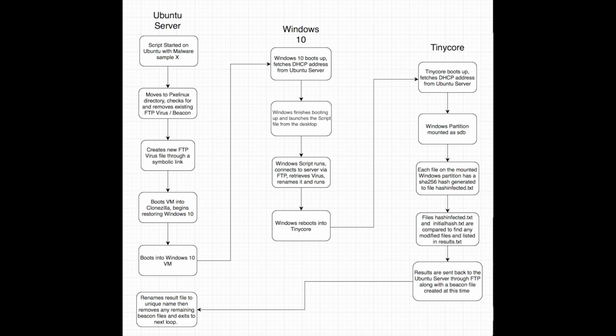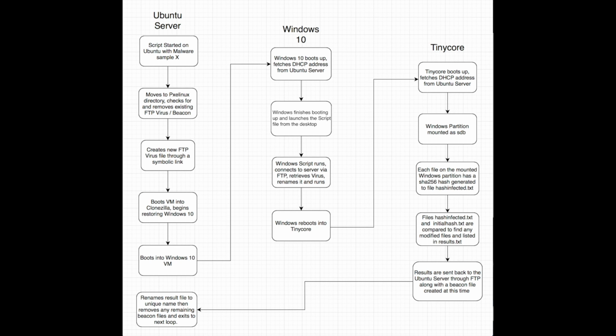Upon TinyCore booting up, it fetches a DHCP address from the server, so it's also connected on the same network and is able to access it. The Windows partition is mounted as the second drive on there, and then each file on the Windows partition has a SHA-256 hash generated.